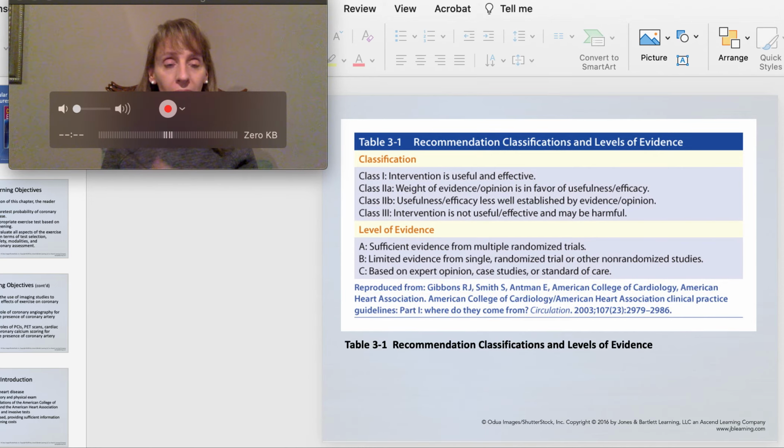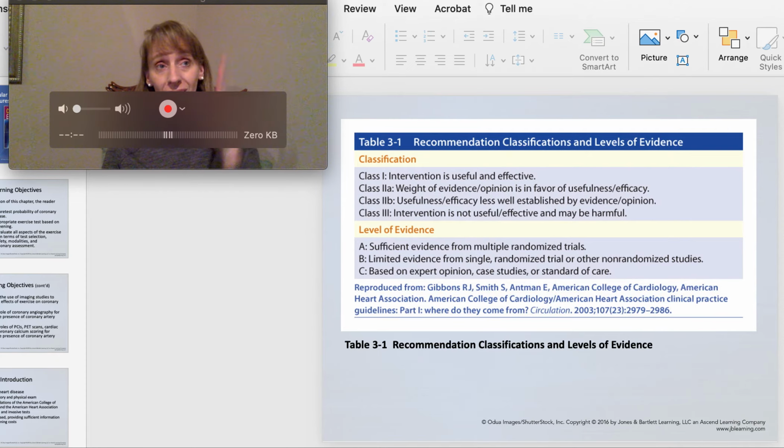Not for this class, but anyways, it looks at 4 classes, class 1, 2A, 2B, and 3, and this classification tells you the intervention is very useful. The next one, 2A, is weight of evidence and opinion is in favor. It should be useful, pretty effective. 2B is it's well established, based more on evidence and opinion, so not as grounded in the literature, but still decent. And then 3 says, this may not be useful, and if anything, could be a little harmful.